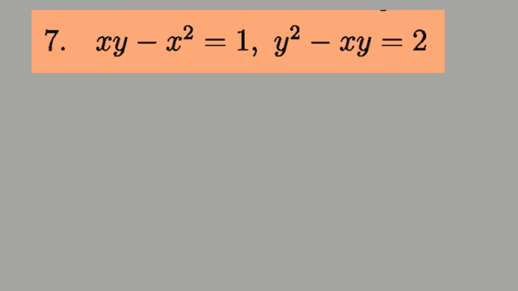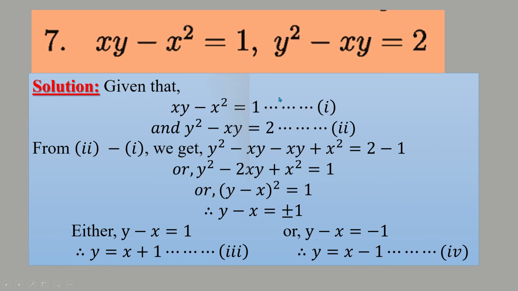Question 7: xy minus x square is equal to 1, and y square minus xy is equal to 2. Solution: given that xy minus x square is equal to 1, equation number 1, and y square minus xy is equal to 2, this is equation number 2.